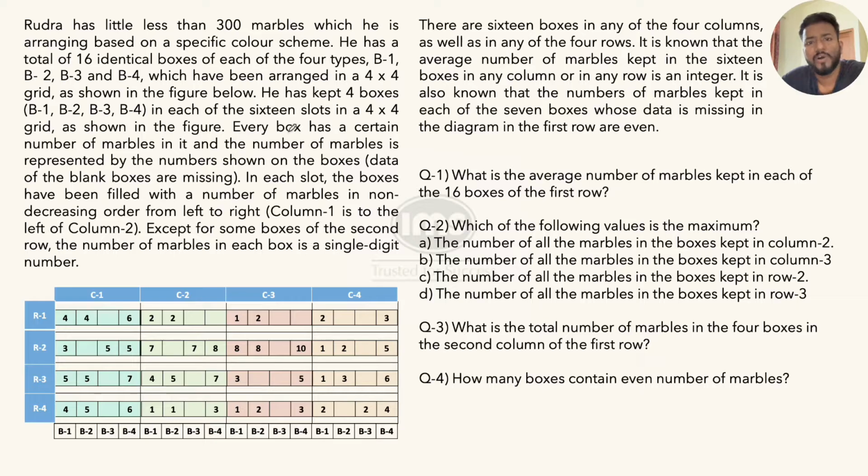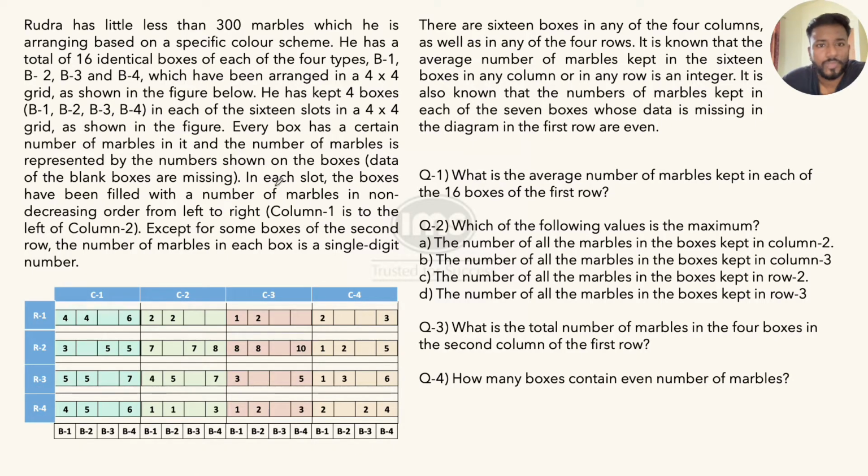Next, every box has a certain number of marbles in it and the number of marbles is represented by the number shown on the boxes. Data of the blank boxes are missing. So we notice all these numbers which he has mentioned. This is actually the number of marbles in this particular box. Some values are obviously missing, so we'll have to figure out the remaining values maybe. So these numbers are representing the number of marbles.